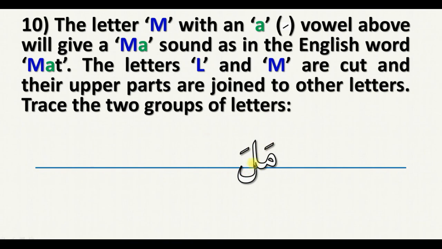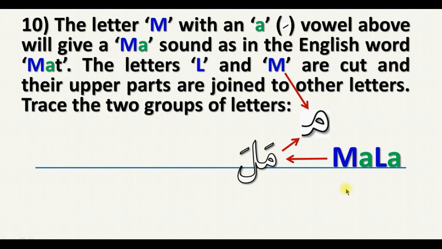And so you have M-A ma, L-A la, mala. How do you write mala? You start from here. M, L. Then you put in the vowels. So here you have the illustration of how the letter M has been cut and joined to the letter L. And here you have the transliteration.